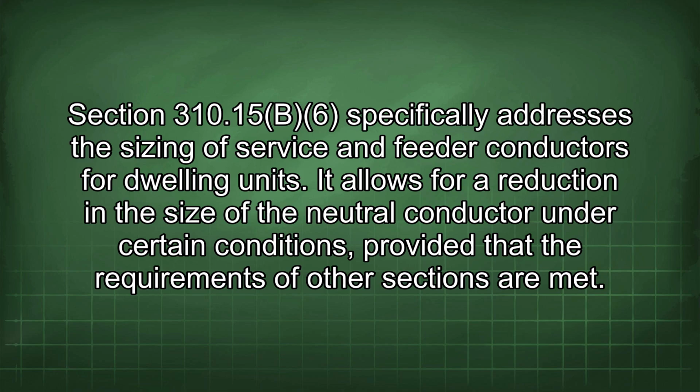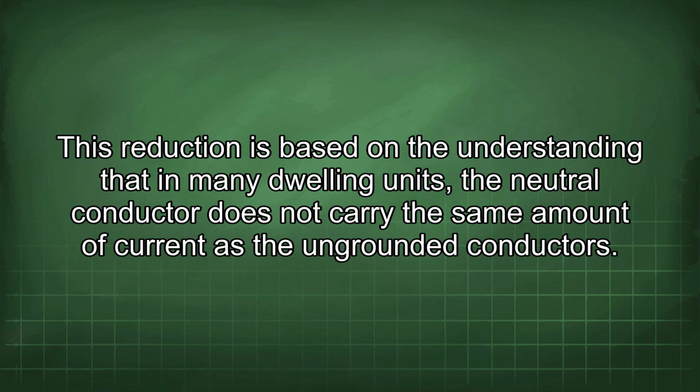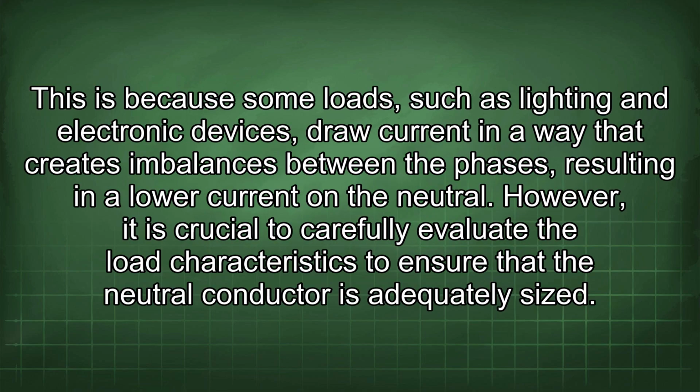Section 310.15(B)(6) specifically addresses the sizing of service and feeder conductors for dwelling units. It allows for a reduction in the size of the neutral conductor under certain conditions, provided that the requirements of other sections are met. This reduction is based on the understanding that in many dwelling units the neutral conductor does not carry the same amount of current as the ungrounded conductors. This is because some loads, such as lighting and electronic devices, draw current in a way that creates imbalances between the phases, resulting in a lower current in the neutral. However, it is crucial to carefully evaluate the load characteristics to ensure that the neutral conductor is adequately sized.